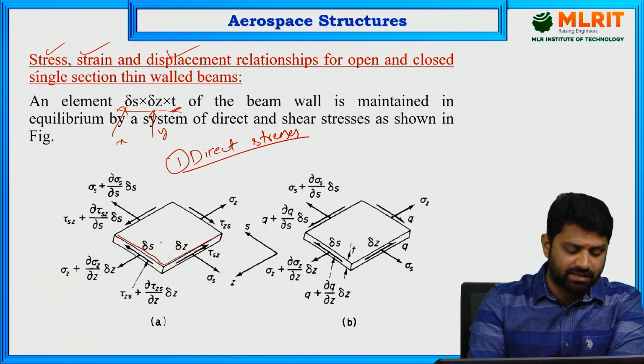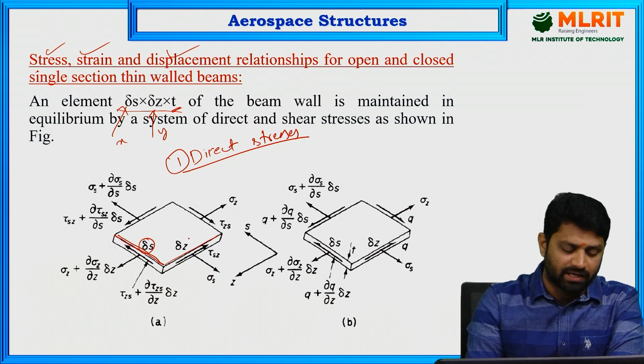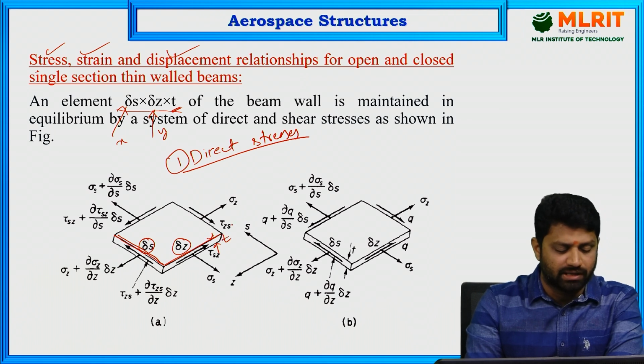So this is the plate dimension. Delta S is the horizontal dimension of the element we consider, delta Z is the vertical dimension, and the thickness is T. The thickness is uniform throughout. And now we are going to represent the direct stresses on this element.